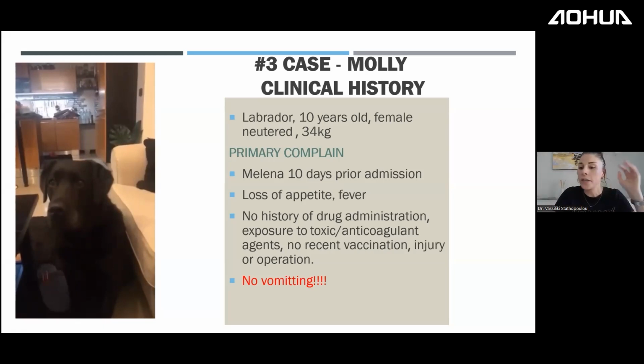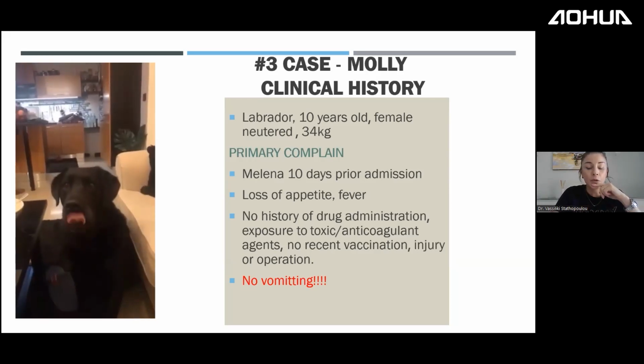Loss of appetite, no history of drug administration in the recent clinical history, no exposure to any toxic agents or to rodenticides, no recent vaccination, nothing. No one in the family was operated, because sometimes when someone in the family is operated and they take non-steroidals, the animals tend to steal the non-steroidals. So always ask if an animal comes with gastric hemorrhage or ulceration. I always do. Is anyone in the family operated recently?